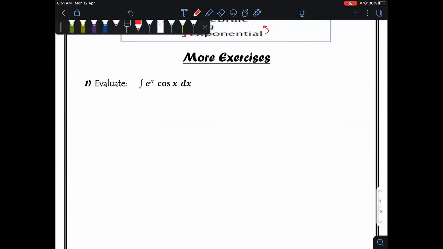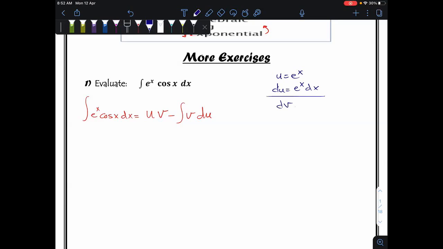This is the famous question, that you should take one term from one side to the other side. So let's solve quickly. The integral of e to the power of x cosine x dx equals uv minus the integral of v du. So we'll let u be e to the power of x, and its derivative du is e to the power of x dx. The dv is equal to cosine x dx.